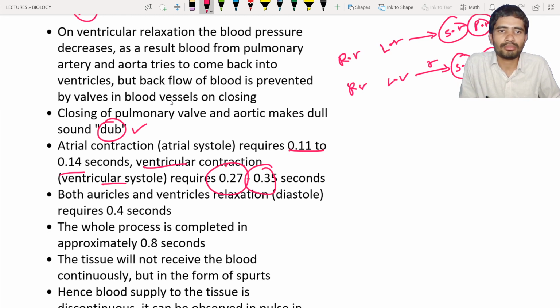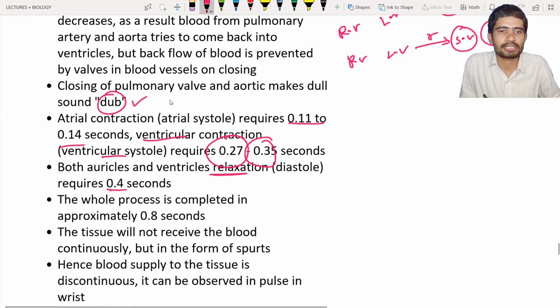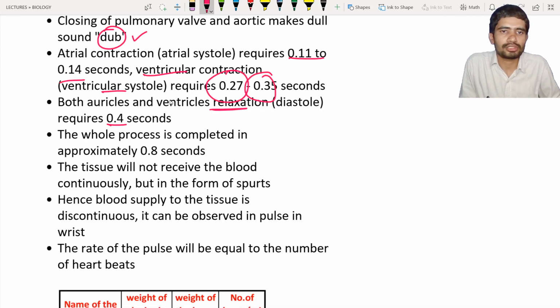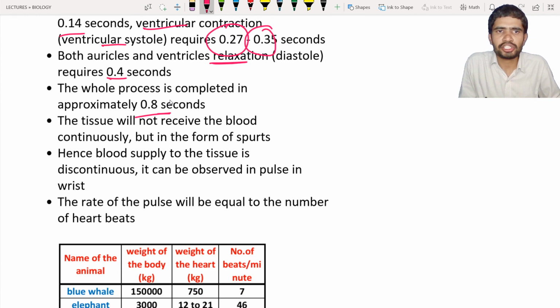But then what about both atrial and ventricular relaxation? Relaxation means diastole. Atria and ventricles relaxation, or diastole, will take about 0.4 seconds. Together, all of it will take around 0.8 seconds for the complete cardiac cycle. Okay, and tissue will receive the blood.